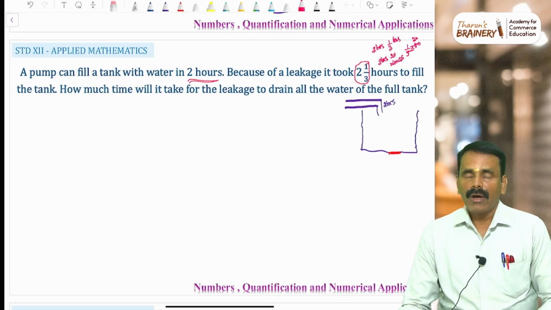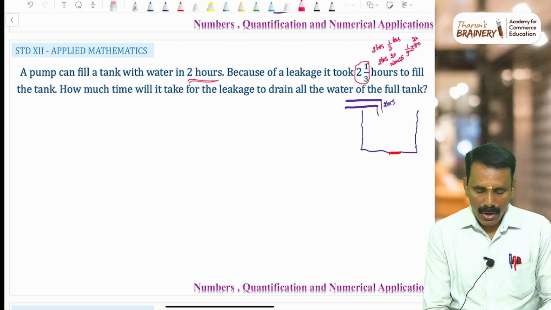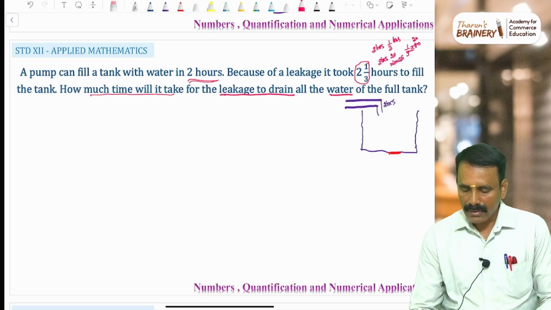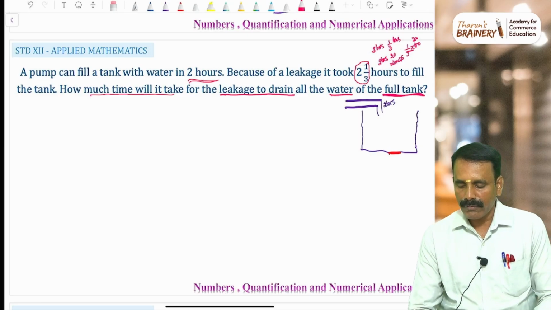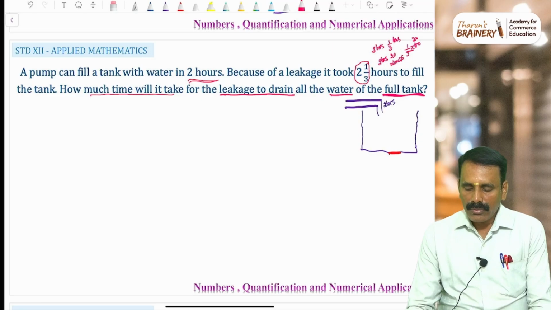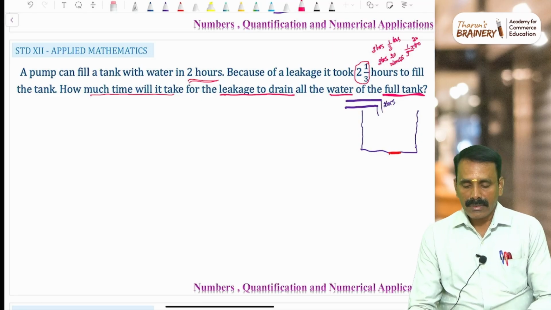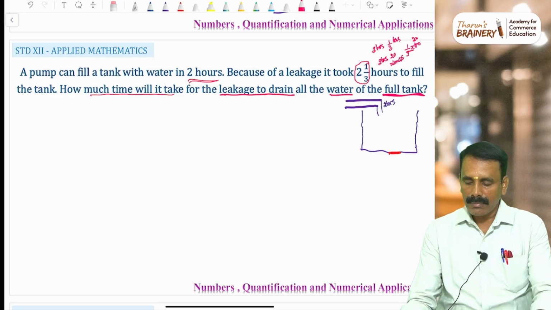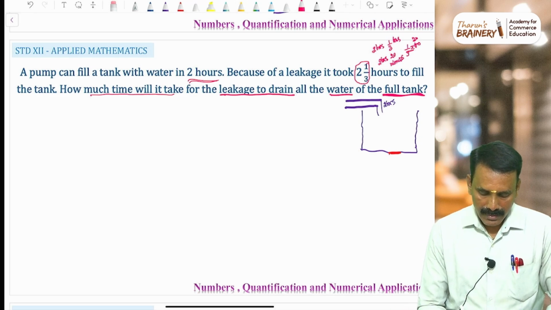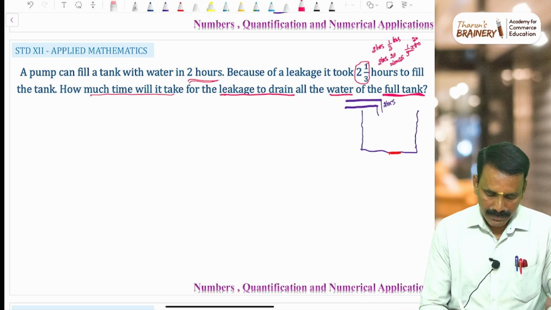Is it clear? Now our question is, how much time will it take for the leakage to drain the water from the full tank? It is going to be a full tank. Only by the leakage, the time taken to empty the tank we are supposed to calculate. So we are going to do the problem as we did in the previous problem.